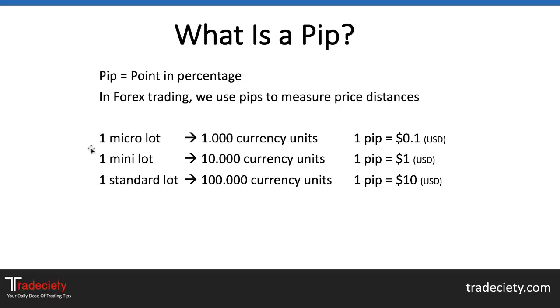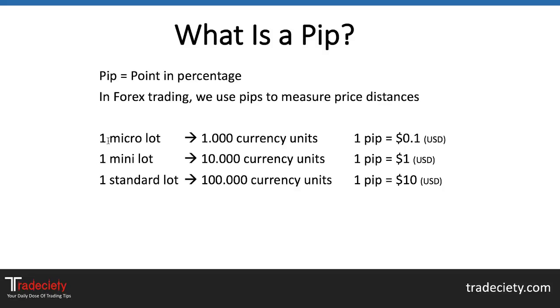The next higher size is 1 mini lot. A mini lot is 10,000 currency units. Obviously, 10 microlots will also give you 1 mini lot. We will see that in our MetaTrader platform. You can choose a mini lot or 2, 3, 4, 5, 6 mini lots, and once you get to 10, you will get to 1 standard lot. And for 1 mini lot, 1 pip equals $1 US.